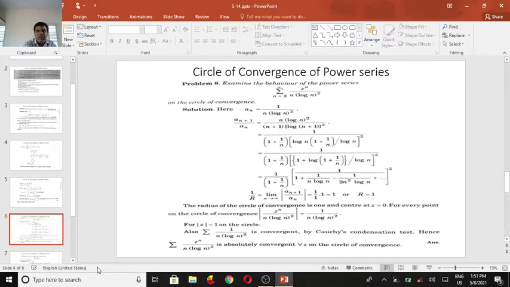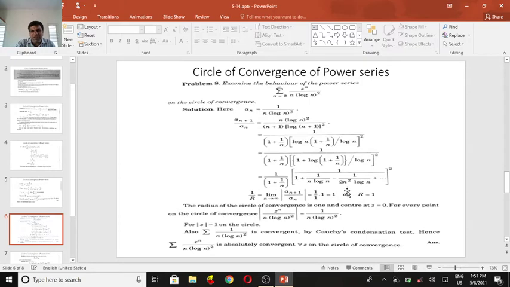So if we apply the limit, the product we will get is 1. So we get 1 by 1 into 1 is equal to 1. So 1 by r is equal to 1, so r is equal to 1. The radius of the circle of convergence is 1 and the center is at z equal to 0.